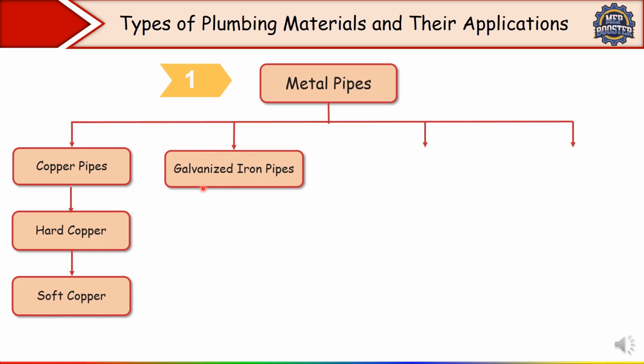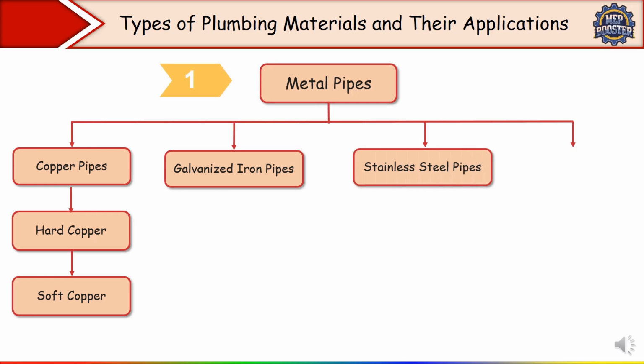Second we have galvanized iron pipes. Galvanized iron pipe is normally coated with a layer of zinc to prevent corrosion, and it is common in older homes for water supply lines, but less used today due to potential rusting over time and reduced water quality.